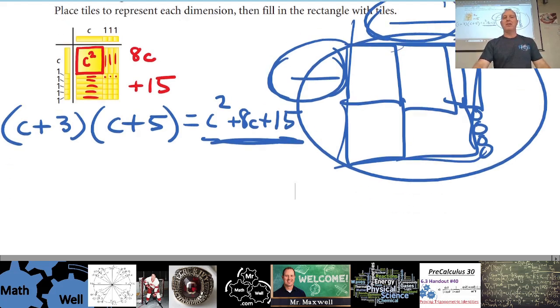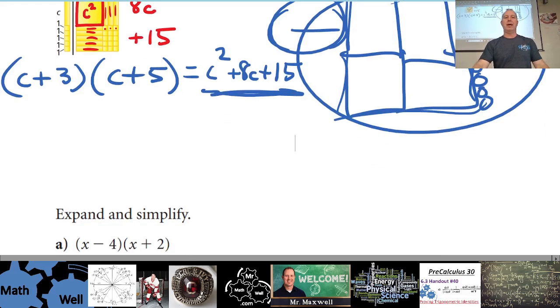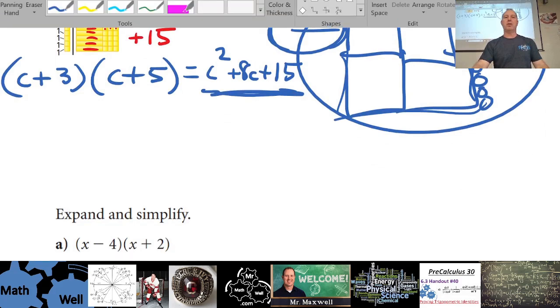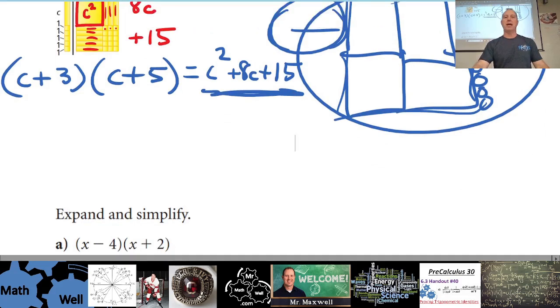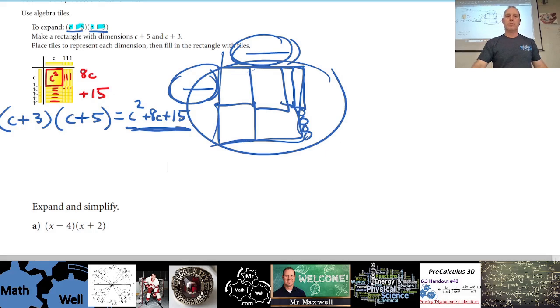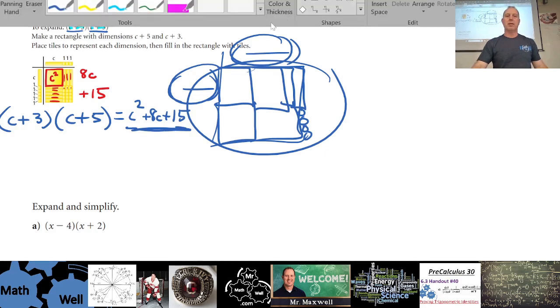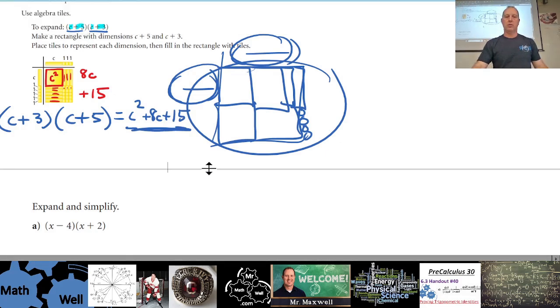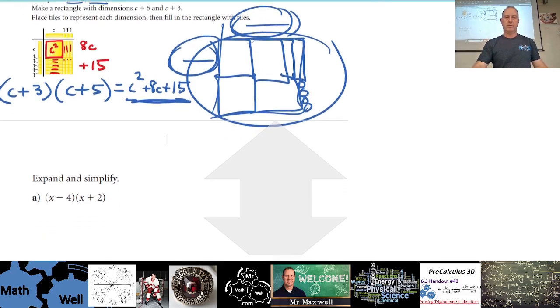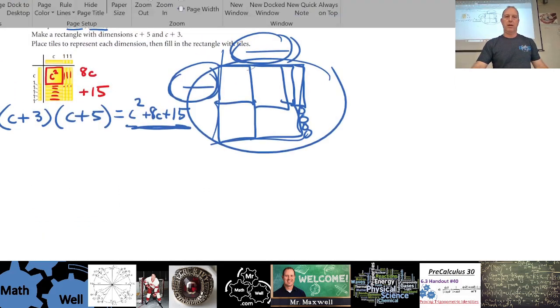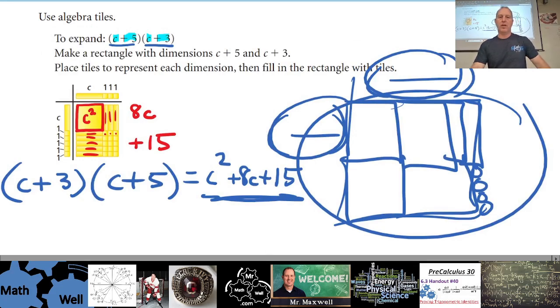So without the tiles, if you had to multiply c plus 3 times c plus 5, I'm going to show you how to do that. And I think what's going on here? Insert space. Okay, don't worry about this example. I'm going to get to that in a second. Draw, insert space. There we go. Technology. I love it most of the time, whenever I don't hate it.